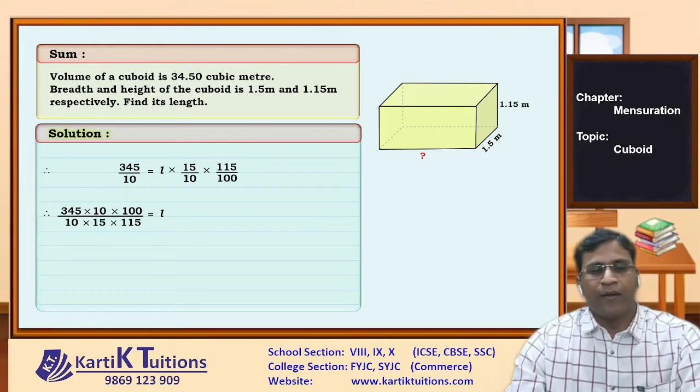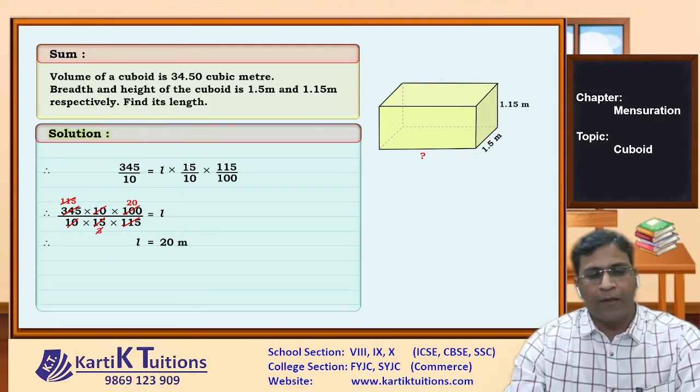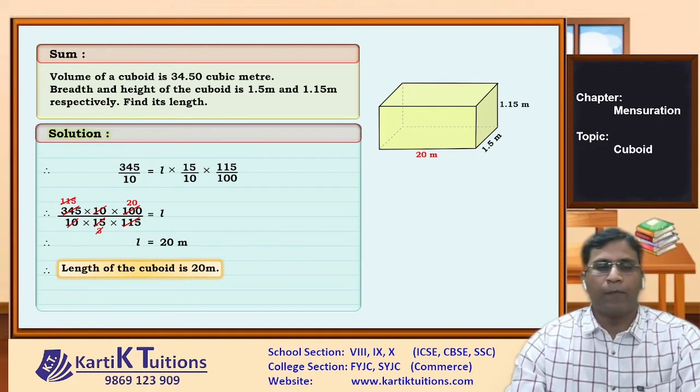Now let's simplify. See, 10 gets cancelled. Then 5 3s are 5 20s are. Now 345 is divisible by 3, which gives us 115. देखो 115 भी cut हो गया directly. So you are left with only 20. So L is equals to 20 meter. So the length of the cuboid is 20 meters. I hope I'm clear till here.